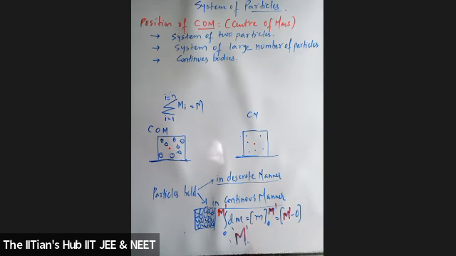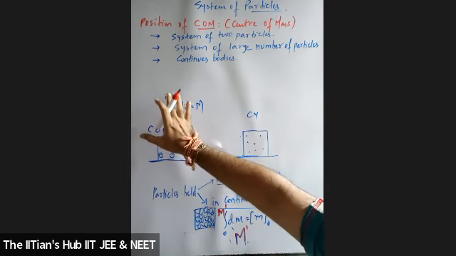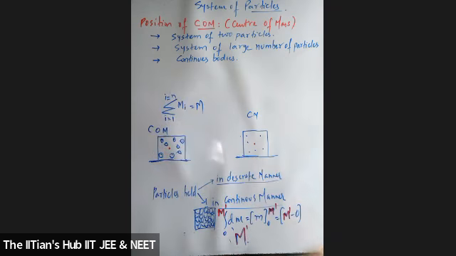Its mass is greater. Your M dash will be greater than M. But of course, I'm getting mass because they are in continuous manner. Whenever there is continuous distribution, we go for integration. But whenever it is in discrete manner, we simply sum up. We simply add the masses.